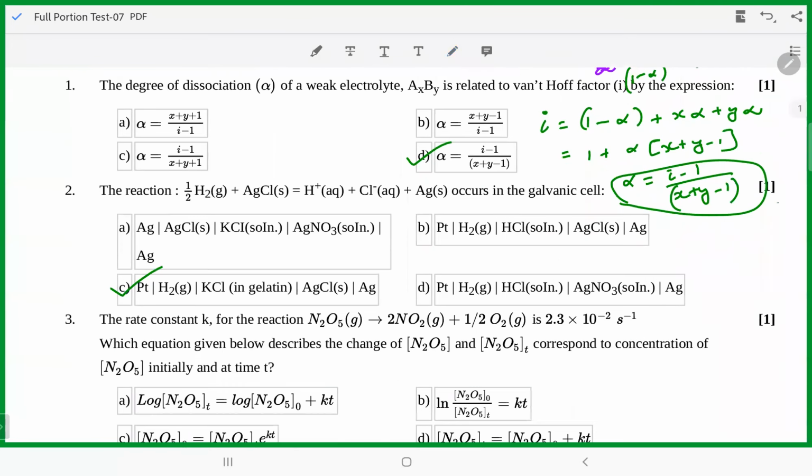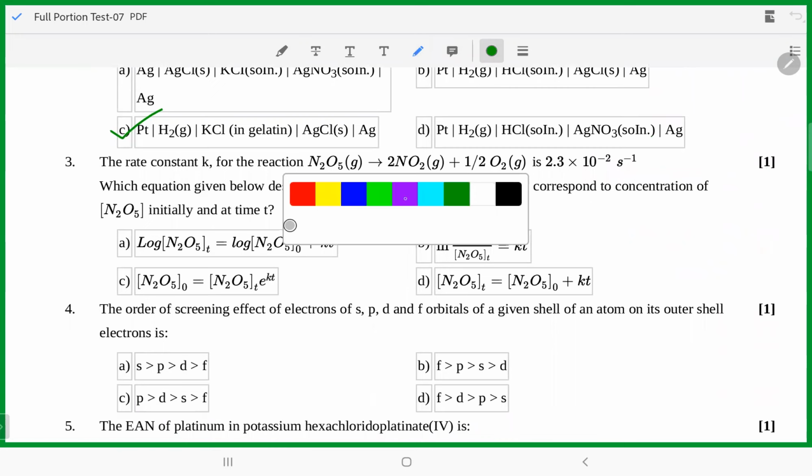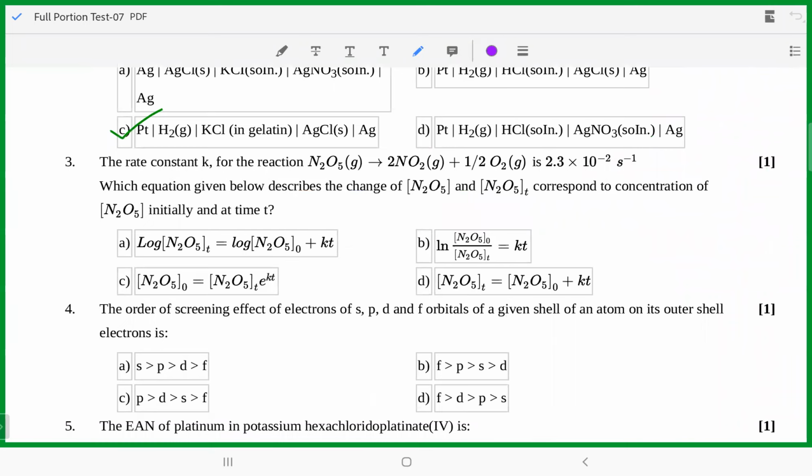And the third reaction. The rate constant K for which N2O5 gives 2NO2 plus O2 is 2.3 into 10 power minus. Yes. Sir, can you explain the previous question?